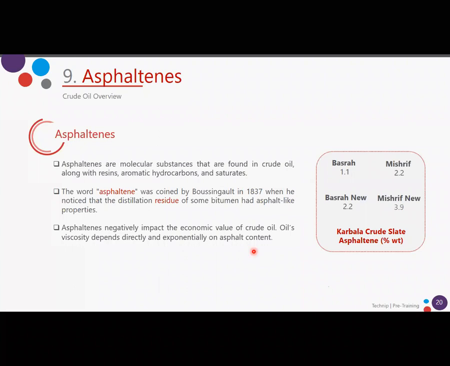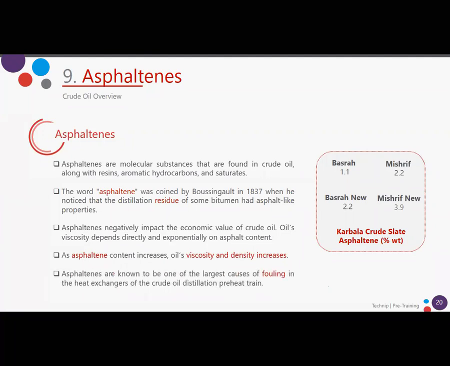I can tell you the asphaltene is a very complicated molecule. They consist of hydrogen, carbon, of course, nitrogen, oxygen, and sulfur. These are polynuclear aromatic structures, consisting of 20 or more aromatic rings along with paraffin or naphthenic chains. As the asphaltene content increases, the viscosity and the density also increase.